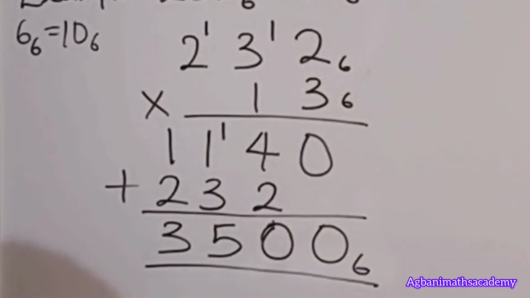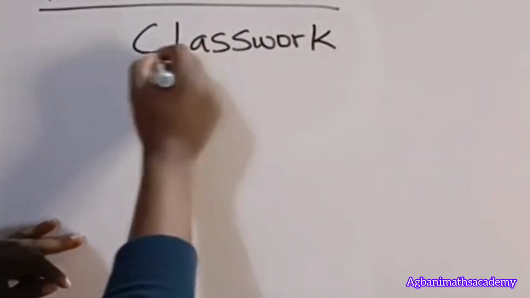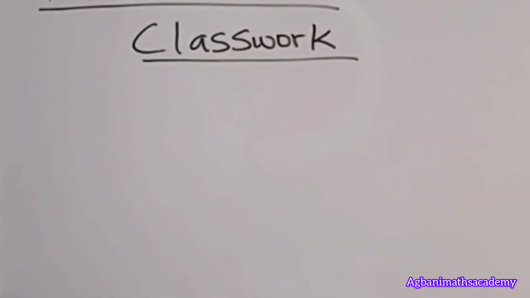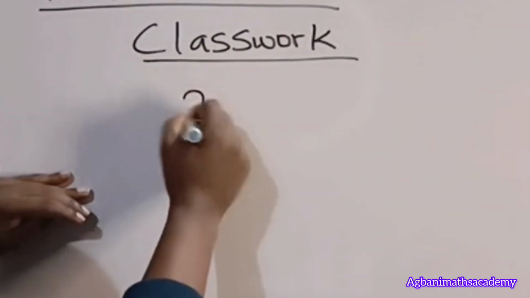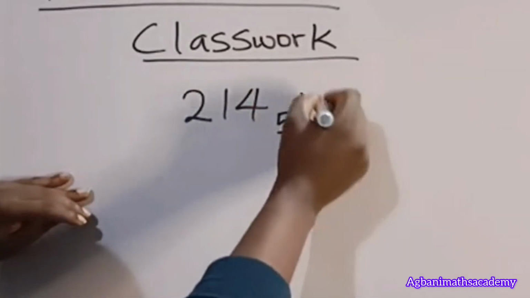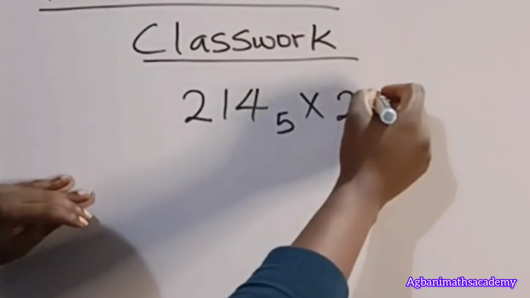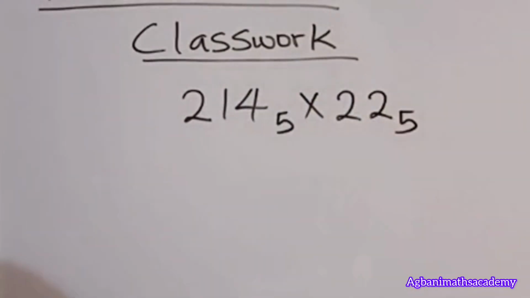The answer is 3 5 0 0 base 6. Okay, what I'm going to do now is give you one question to try out before we go to division. I couldn't find one, so let me just create one. Okay, try out this one.